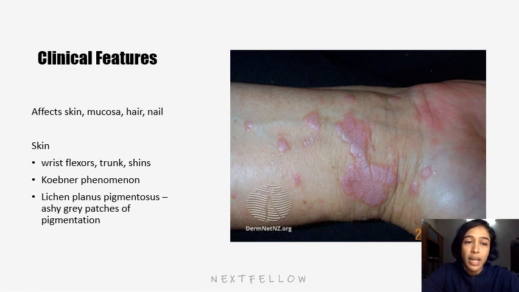And there's a specific type of lichen planus. It's called lichen planus pigmentosus. In this type, there are flat patches of pigmentation. And these are not so much purple, but more ashy gray pigmentation. This usually covers the face and the neck. So that's one particular type of lichen planus, lichen planus pigmentosus.